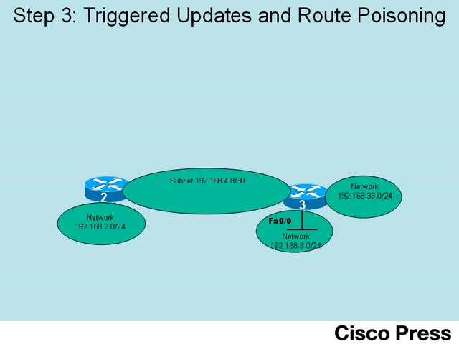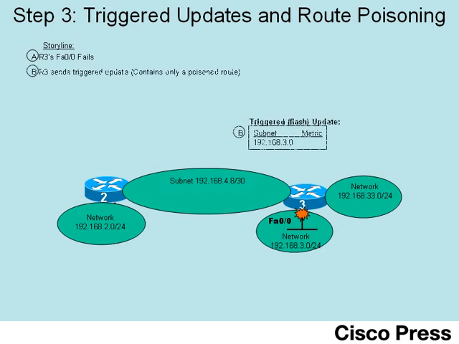Next, we'll move on to step 3 of this video. This step uses a sequence of 3 events that shows how triggered updates, route poisoning, and poison reverse work. First, at step A, you see that R3's Fa0/0 interface fails. So R3 immediately reacts, sending a triggered update. Triggered updates by their nature are sent in reaction to some change, typically a failure in the network.